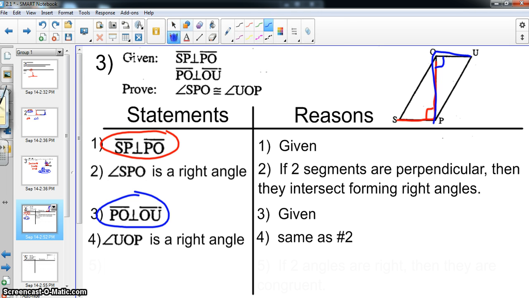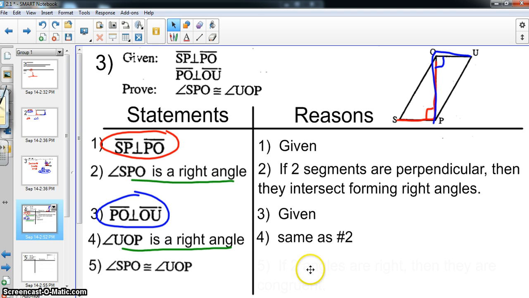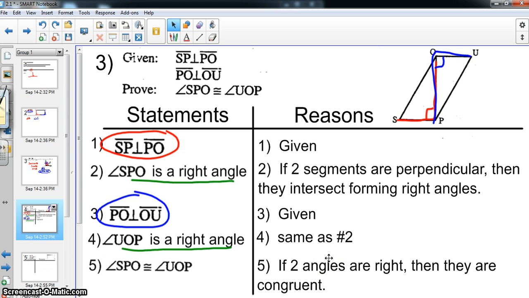Now in our proof, we have listed that two separate pairs of angles are right angles, which would allow us to say that the angles themselves are congruent. And we have used this reason before. If two angles are right, then they are congruent.